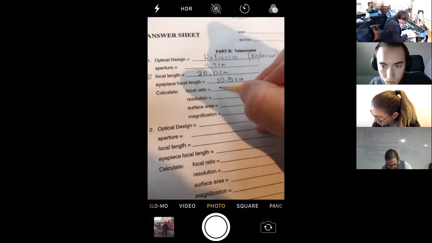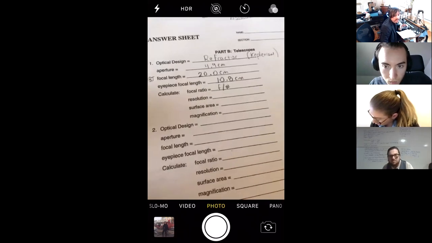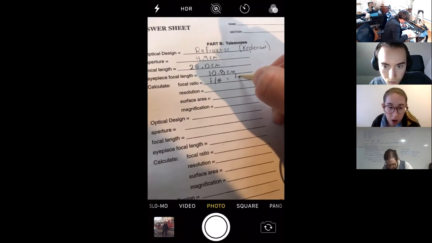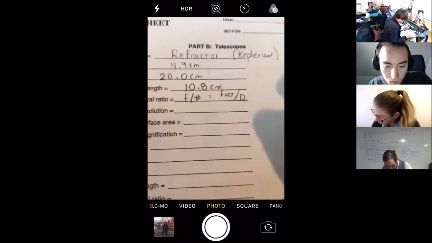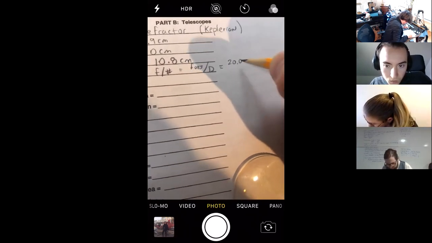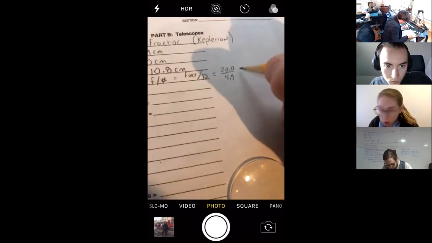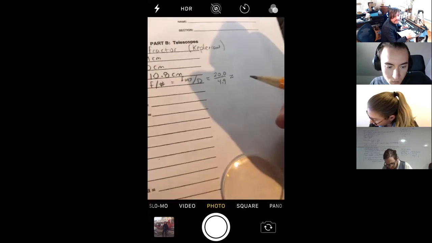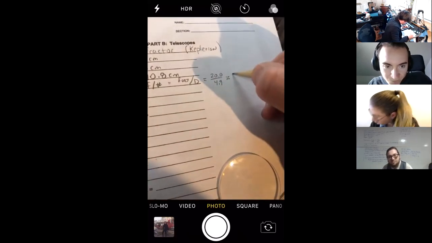The focal ratio is sometimes called the f-stop of your camera, or the f number. The focal ratio is given by the focal length of your objective divided by your diameter, or your aperture. In our case, that's 20.0 centimeters over 4.9 centimeters, which is approximately a factor of 5, right? Because 5 times 4 is 20. Oh, wait, I'm sorry. It's a factor of 4.